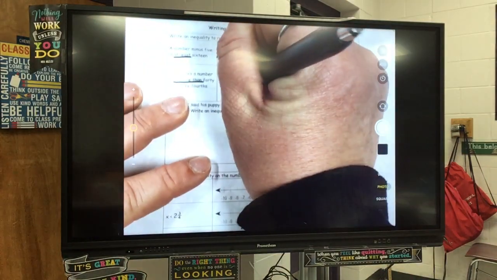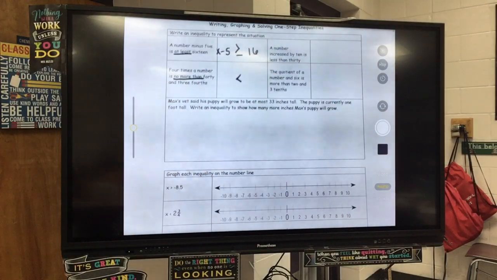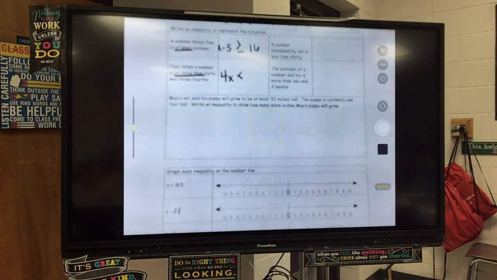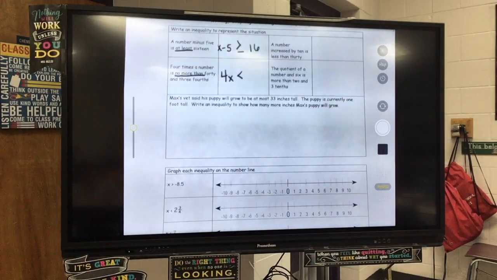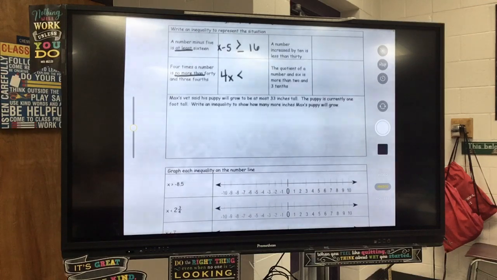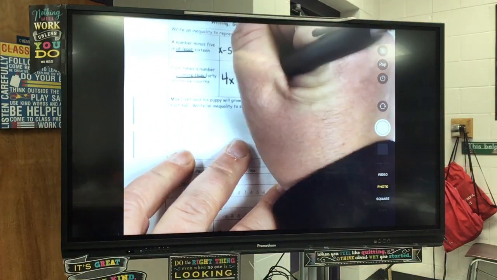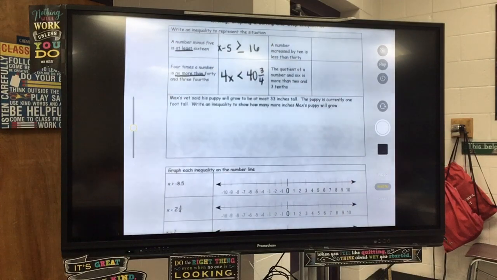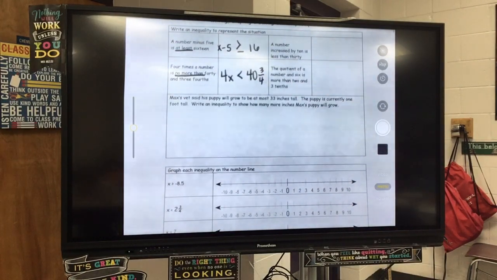Okay? And then 4 times a number. What is that going to look like? 4 times a number. Nevaeh? 4 times x. Okay, so we're just going to put 4x. And then 40 3/4. What is that going to look like? Right. It's going to look like 40 3/4, right? All right. That one a little bit easier than the other one.